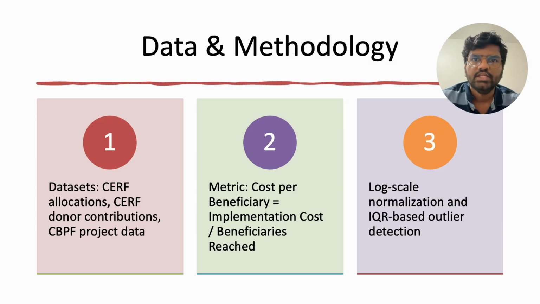We use three UN datasets: CERF allocations, donor contributions, and CBPF project level data. Our key metric is cost per beneficiary, calculated as implementation cost spent divided by beneficiaries reached. Because costs are highly skewed, we use log scale normalization and detect statistical outliers using the interquartile range method.